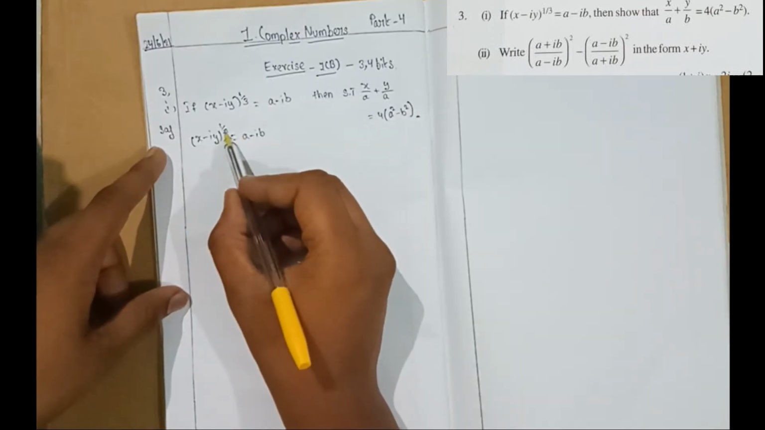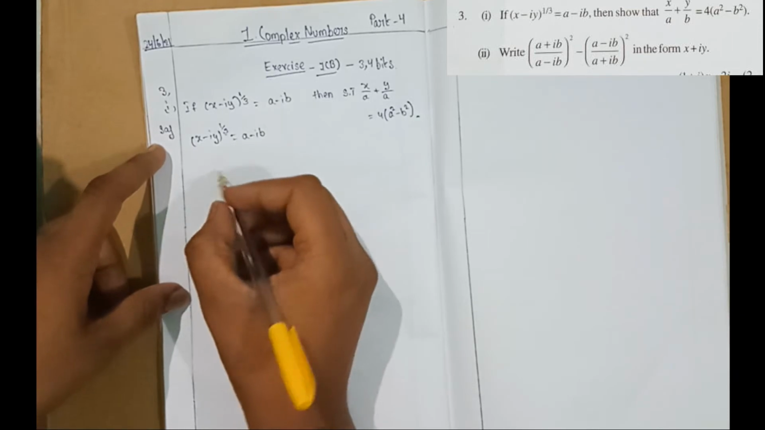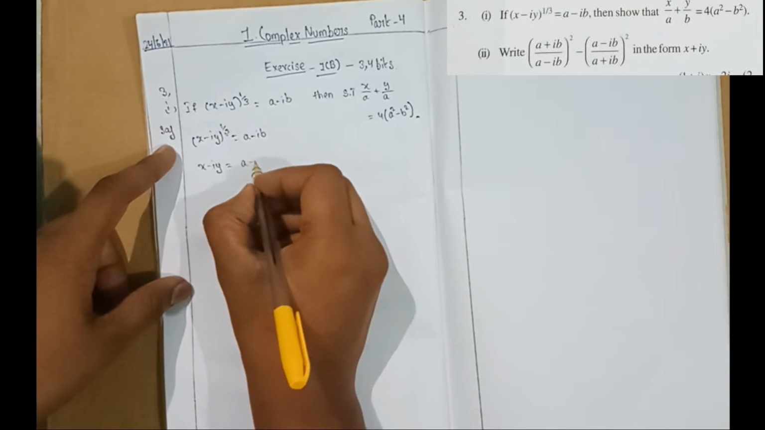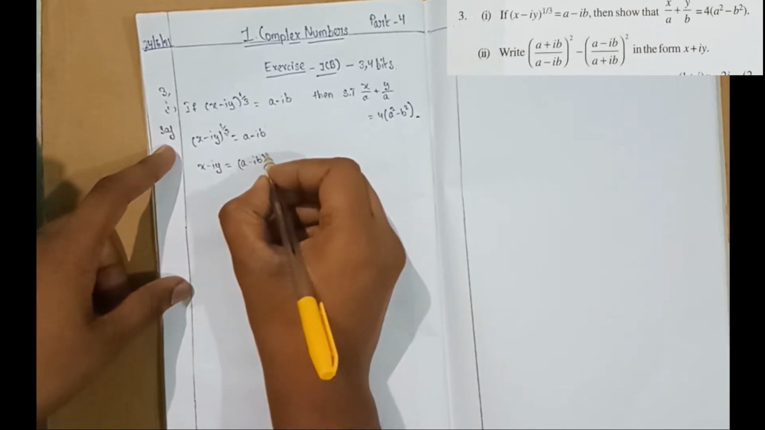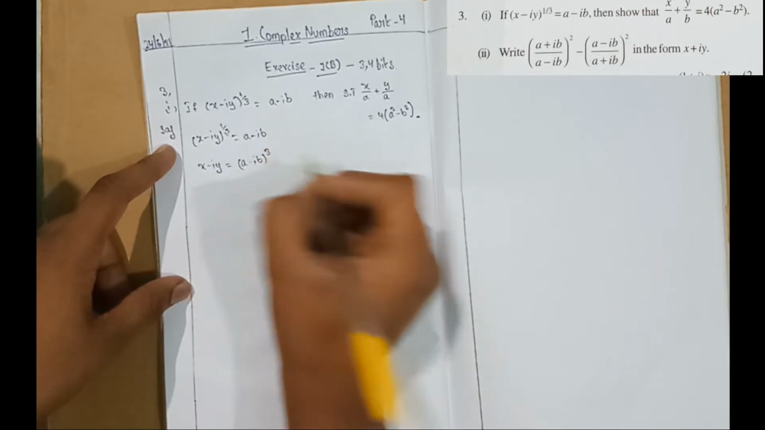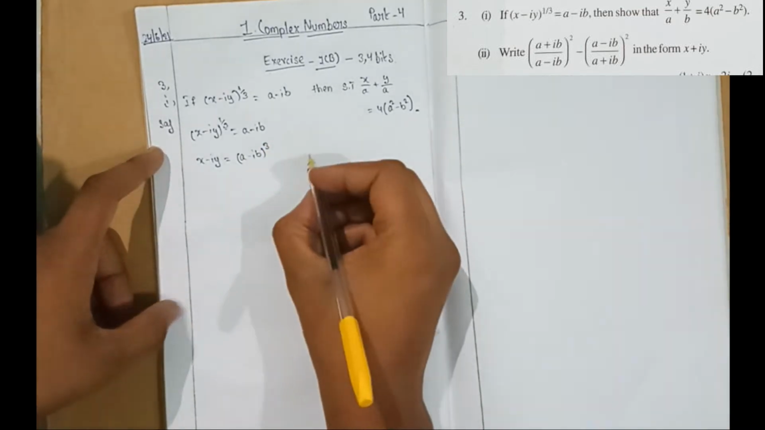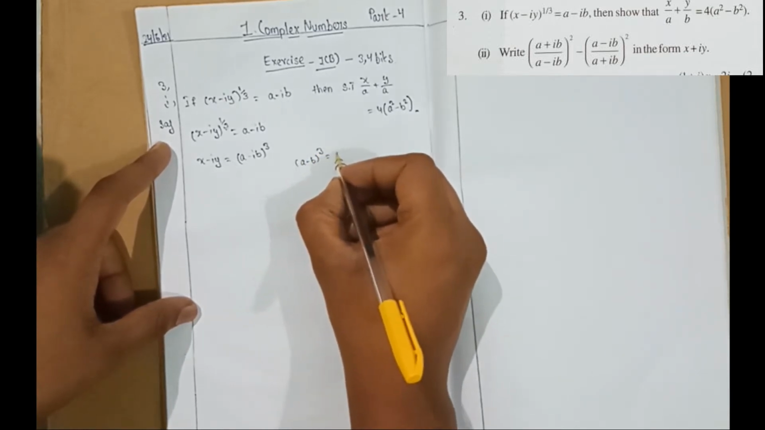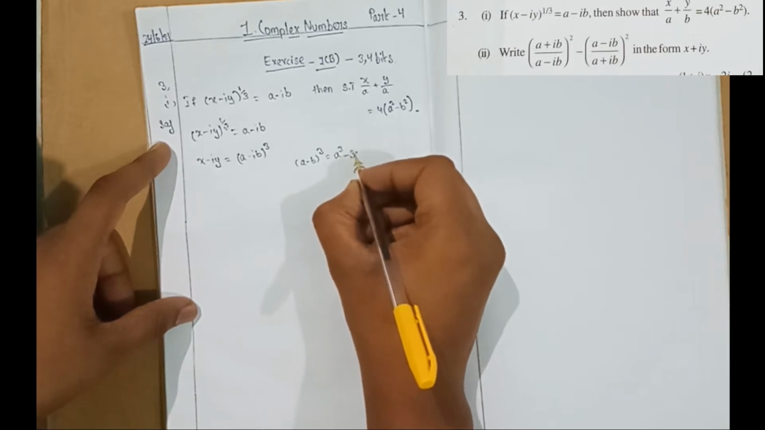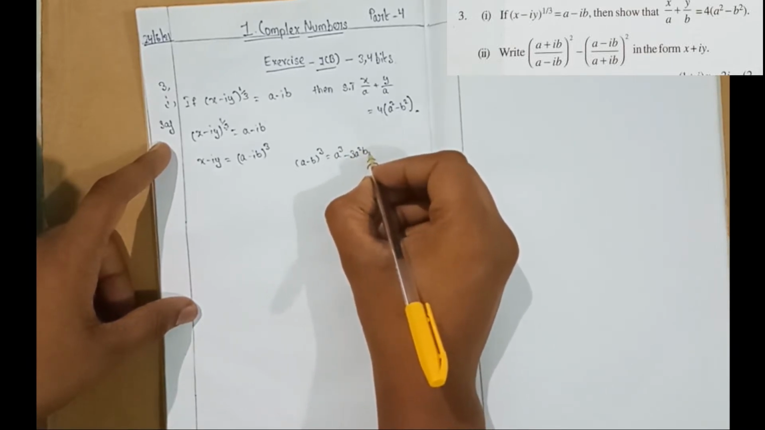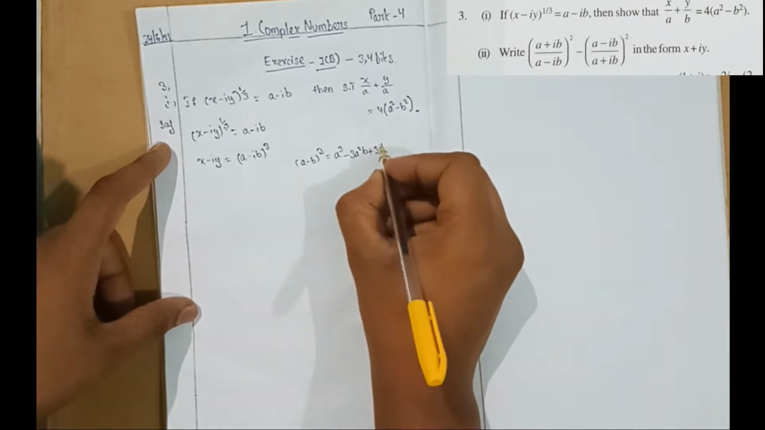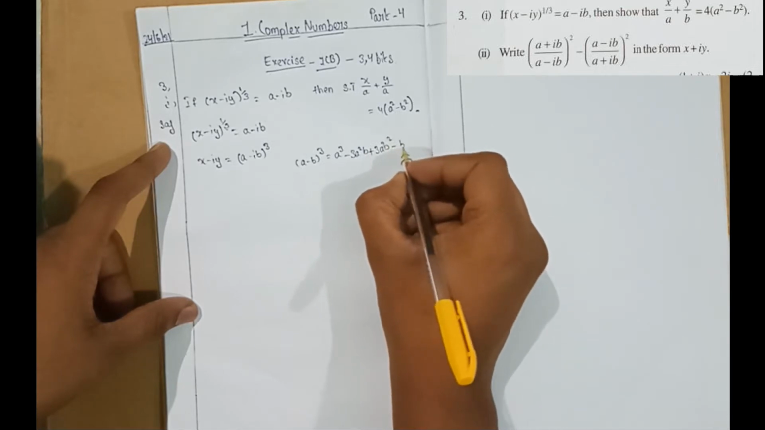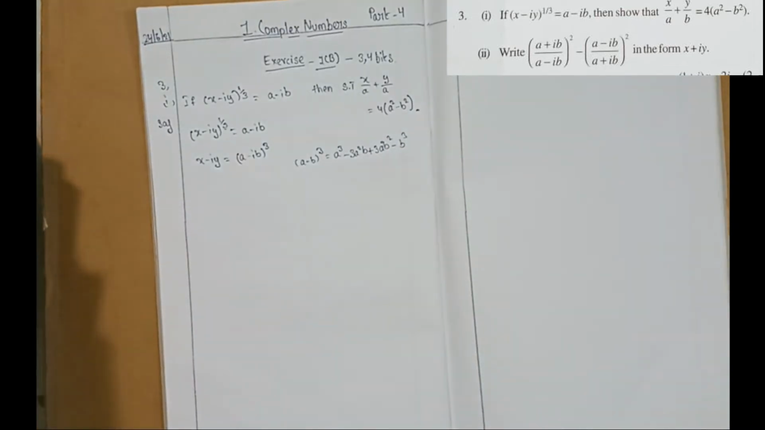Now we take the power 1 by 3 to the other side, and it will become x minus iy equals (a minus ib) whole cube. It is in the form of (a minus b) whole cube. The formula of (a minus b) whole cube equals a cube minus 3a square b plus 3a b square minus b cube.